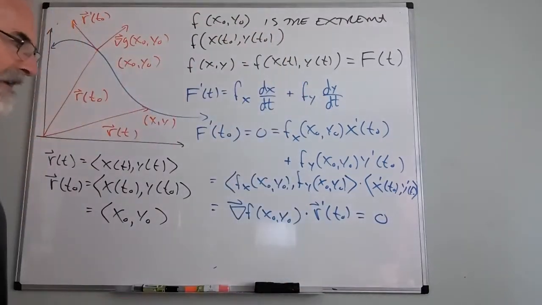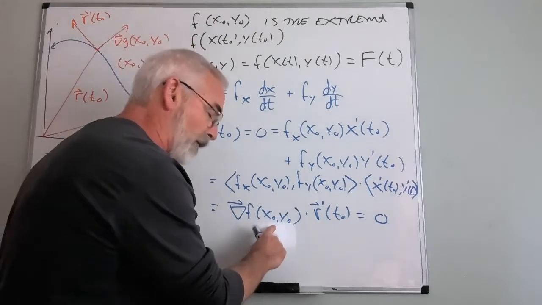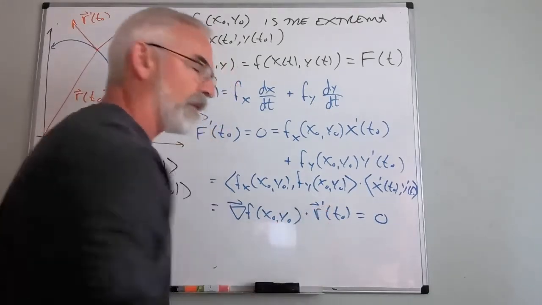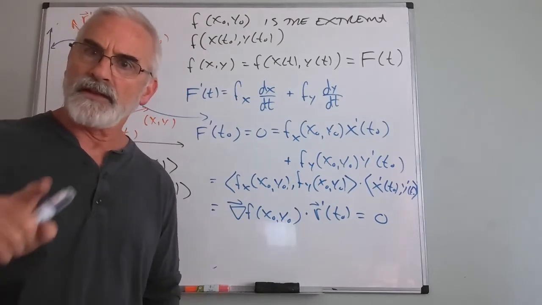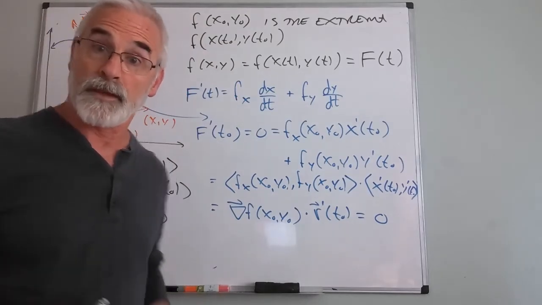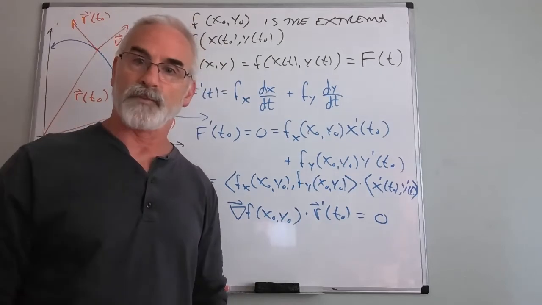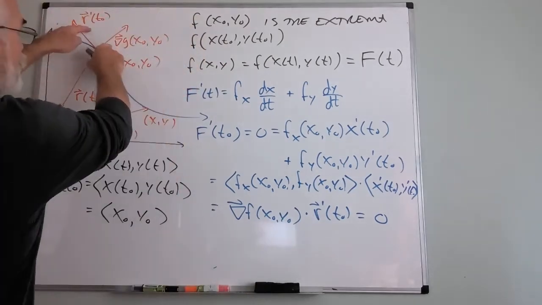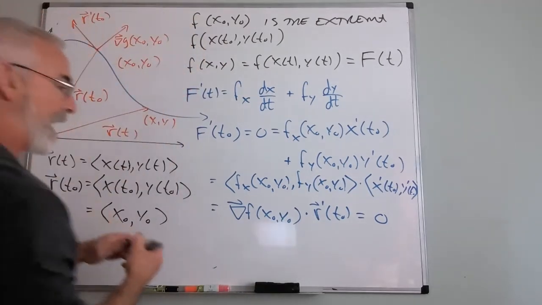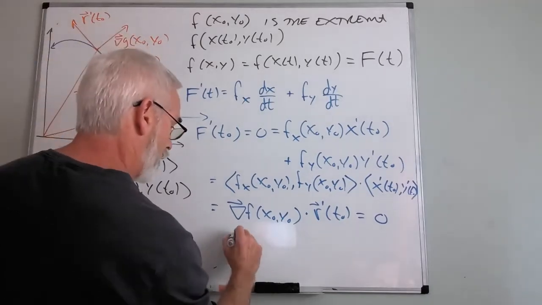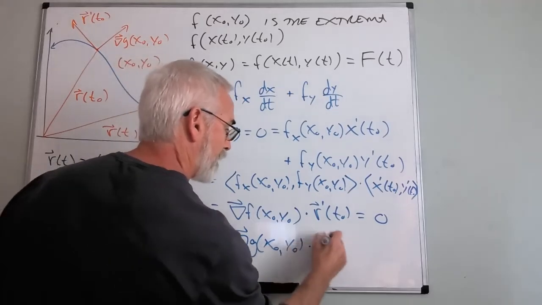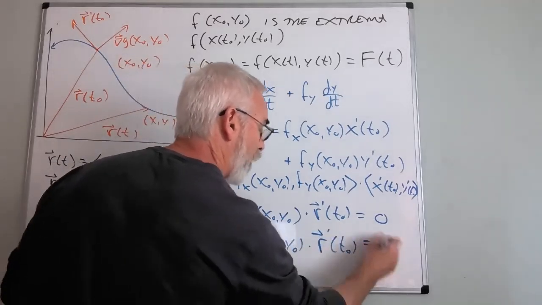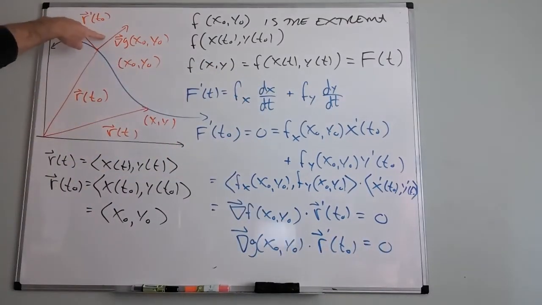So in simple English, what does that mean? That means the gradient of f evaluated at the critical point, dotted with the tangent vector, is 0. That means they must be orthogonal. These two vectors have to be orthogonal. Well, why is that interesting? Because these two vectors were orthogonal. Let's go back. Up there, didn't we already have that the gradient of g of xy dotted with r prime of t naught? Wasn't that also equal to 0? Because the gradient is orthogonal to the curve and the tangent vector is tangent to the curve.